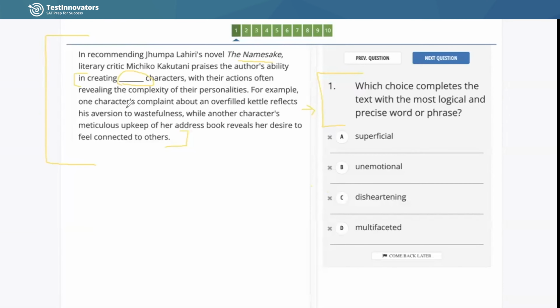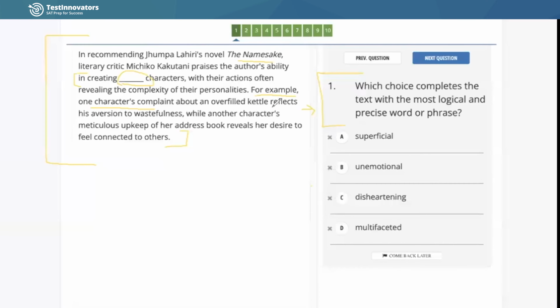So it's our job to look at what surrounds the blank to best figure out what word fits this blank. We see we are given a transition phrase, for example. So we know we're going to be given an example to illustrate what kinds of characters are in the novel The Namesake. We see that one character's complaint about an overfilled kettle reflects his aversion, or his dislike, of wastefulness. He's trying to avoid being wasteful. I'm going to pause on that point here. What strikes me as an odd detail is that this matters to this character, because you wouldn't necessarily think of overfilling a kettle with water as being particularly wasteful.